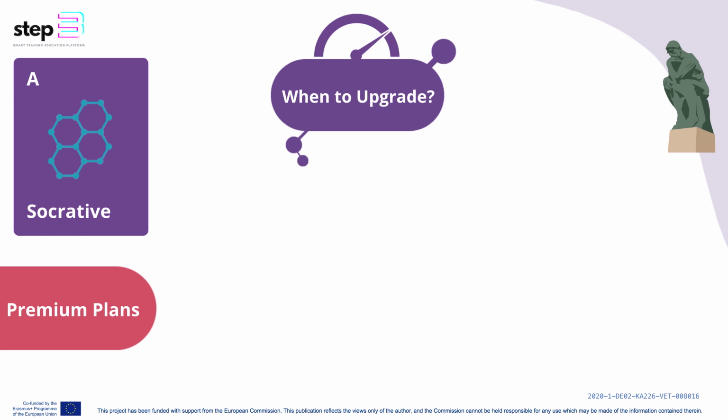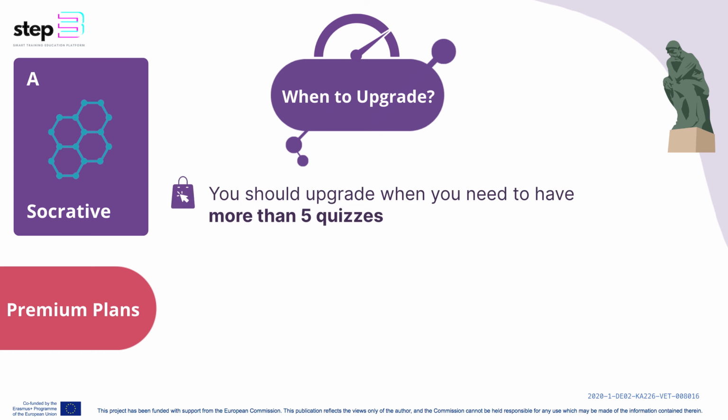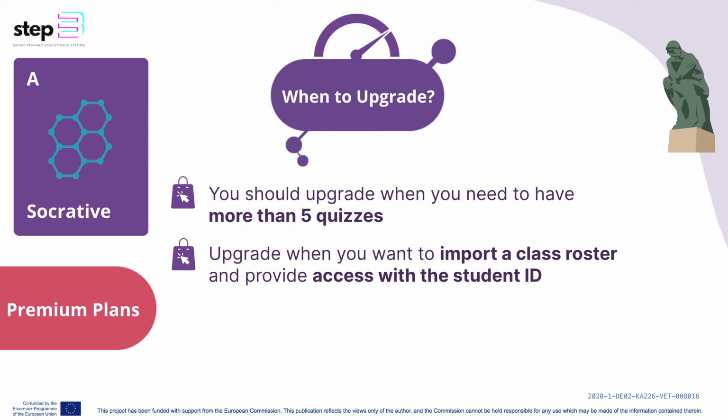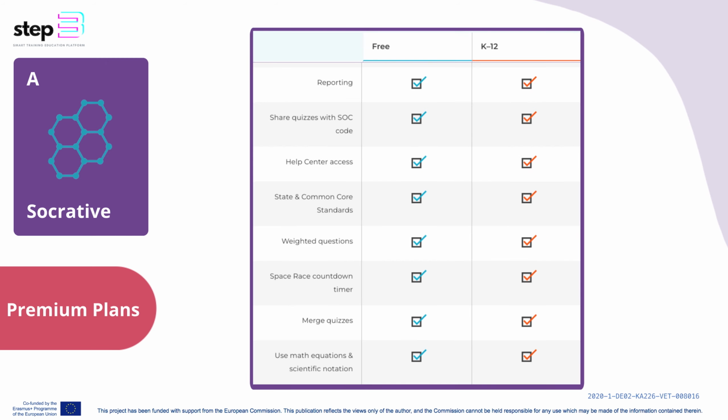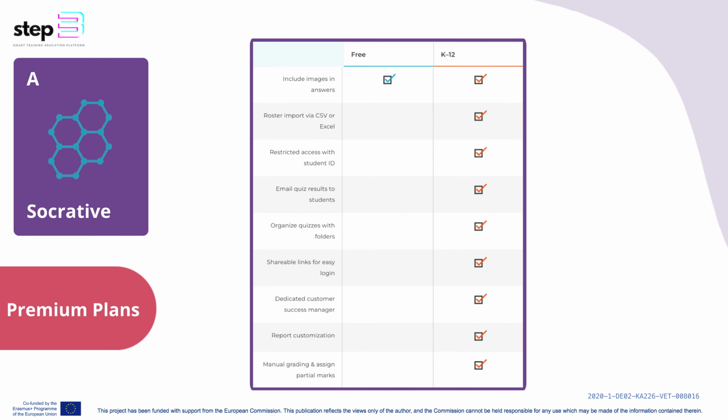So when should you upgrade your Socrative? You should upgrade when you need to have more than 5 quizzes. You should also upgrade when you want to import a class roster and provide access with your student ID. Upgrade if you prefer to grade manually, and you should also upgrade for advanced sorting and reporting features. To find more about Socrative Premium plans, check the following slides in your presentation.